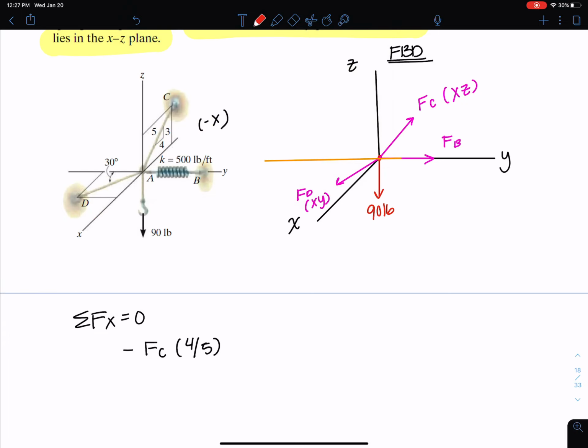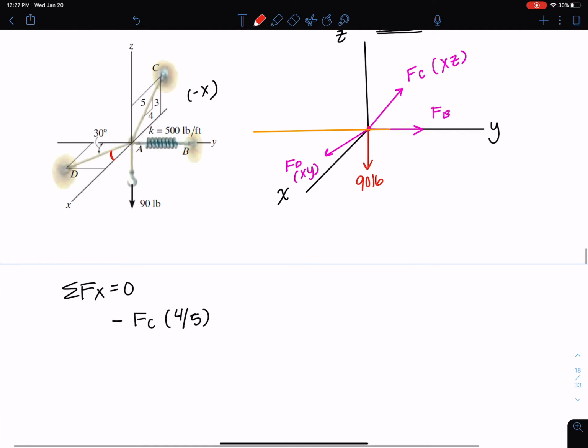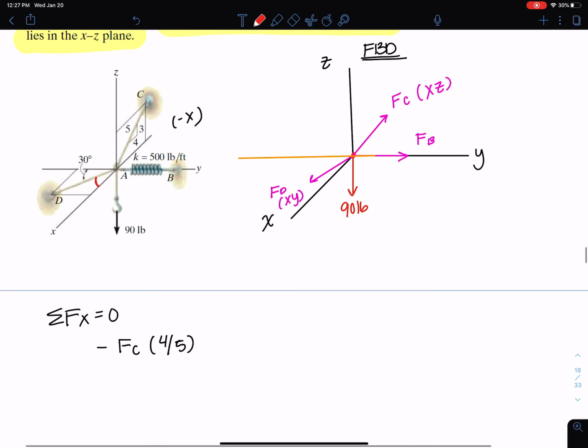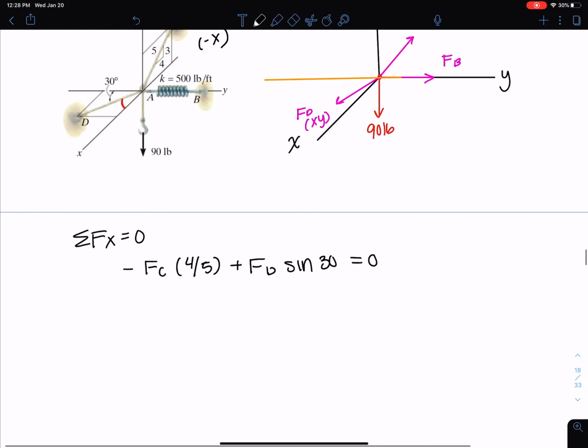I know that there's a 30-degree angle between the force and the y-axis here. Now I want the opposite, which means I'm going to use sine. So I'm going to say this is plus FD sine 30 equals 0. I have nothing else acting in the x direction.